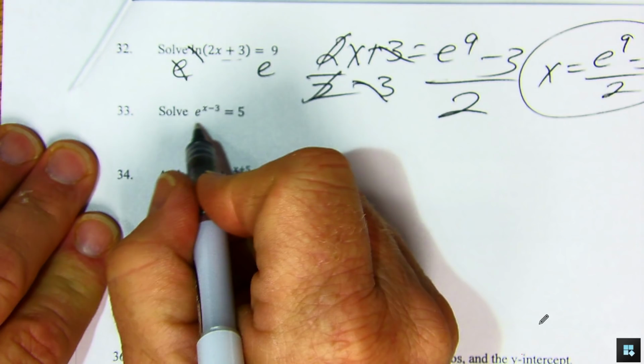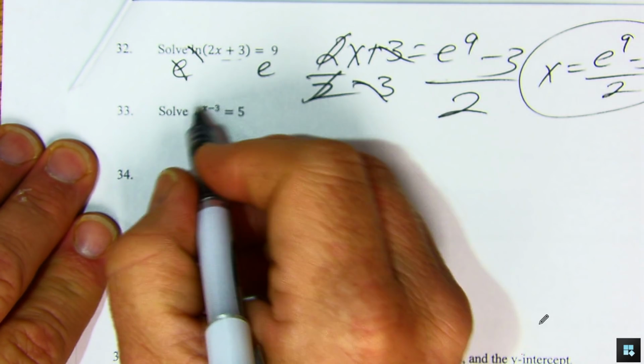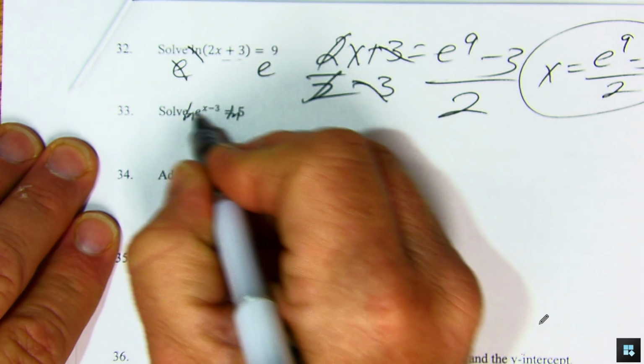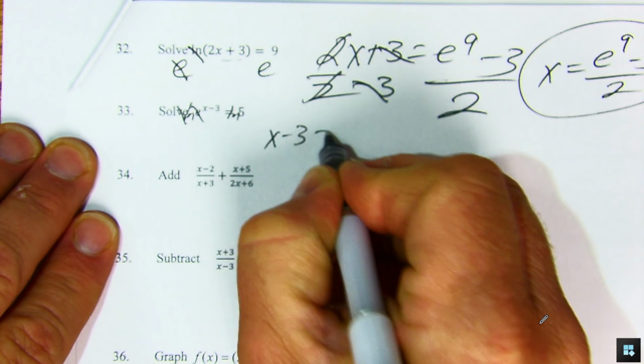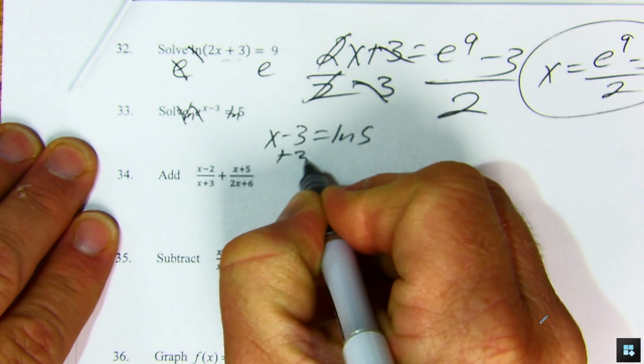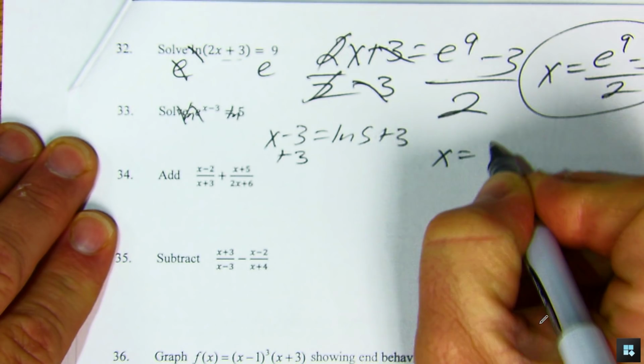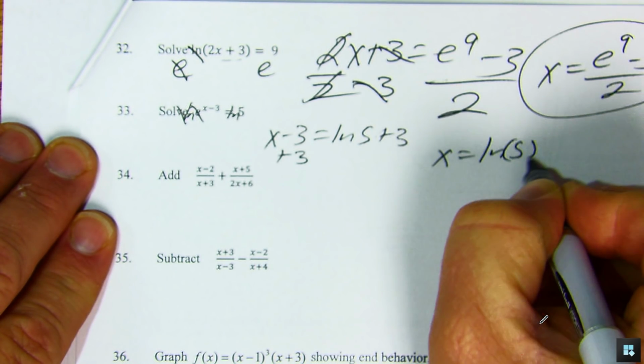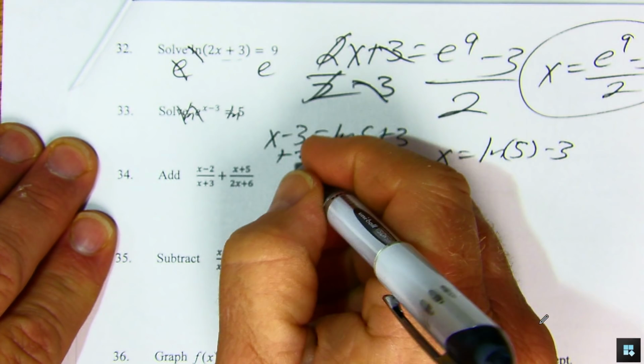Done. E to the power is all by itself, so take ln of both sides. X minus 3 equals the ln of 5. Add the 3. X equals the ln of 5 plus 3. Done.